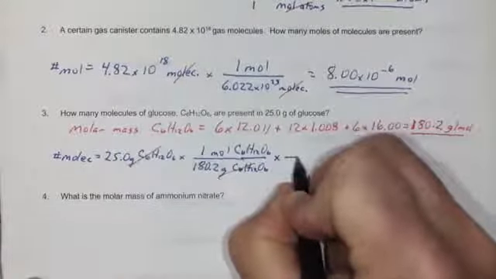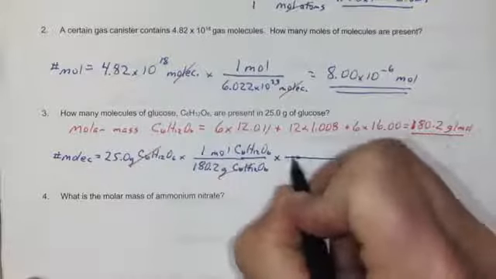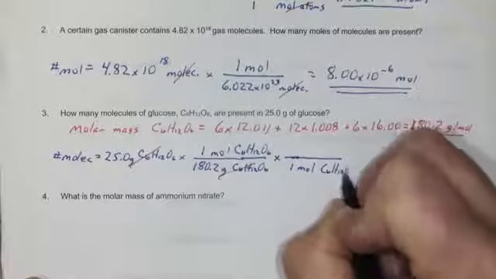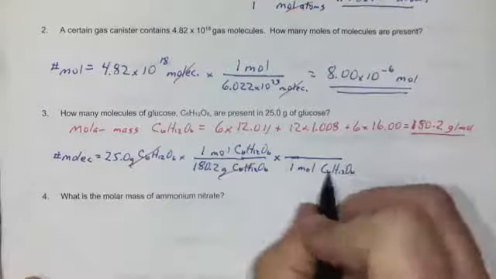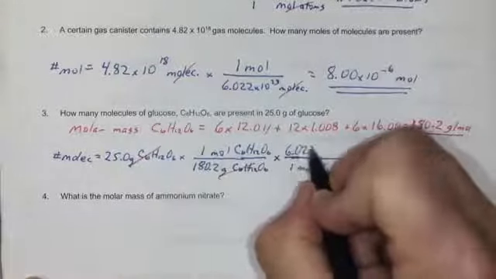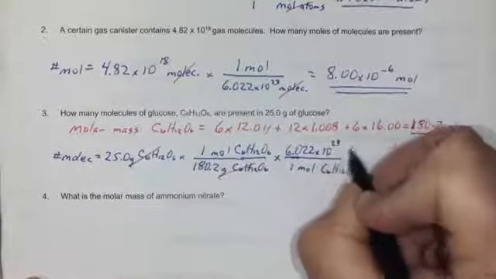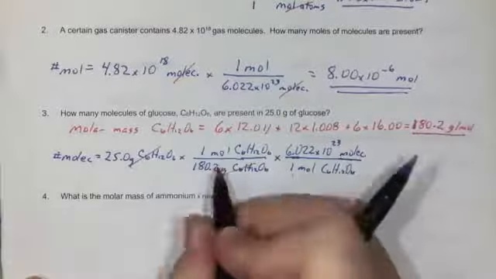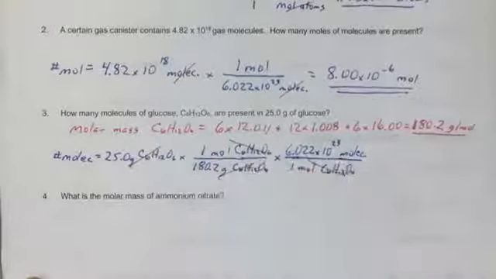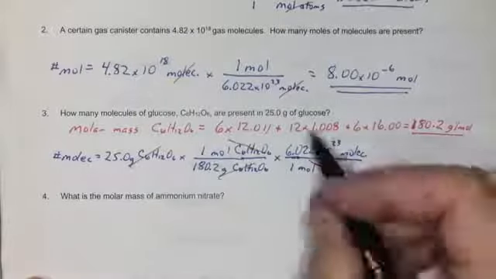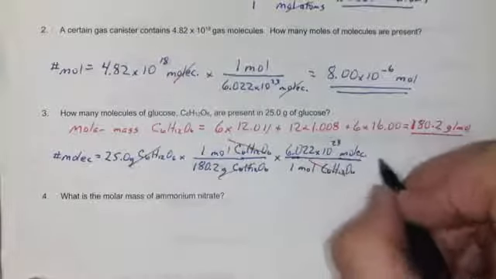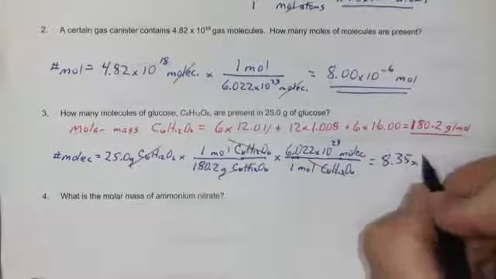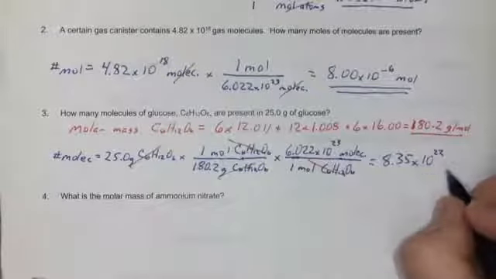Next, we're going to go from moles to molecules. 1 mole of glucose, C6H12O6, which I put in the denominator so it will cancel, contains 6.022 times 10 to the 23rd molecules. So I'll abbreviate molecules that way. So moles of C6H12O6 cancels. I end up in molecules, and the answer, when this calculates out, will be 8.35 times 10 to the power of 22 molecules.